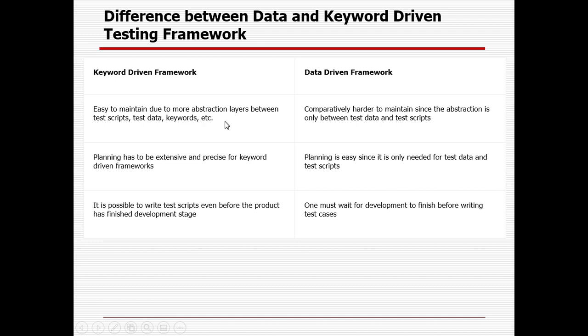The interviewer might ask, what is the difference, right? Keyword driven framework is easy to maintain due to more abstraction layers between the test script, test data and the keyword. Because in the data driven framework we are just separating our test script and data, but in the keyword driven framework we are differentiating test script, test data and the keyword all. That is another abstraction. So it will be very easy because we are also separating our keyword, right?